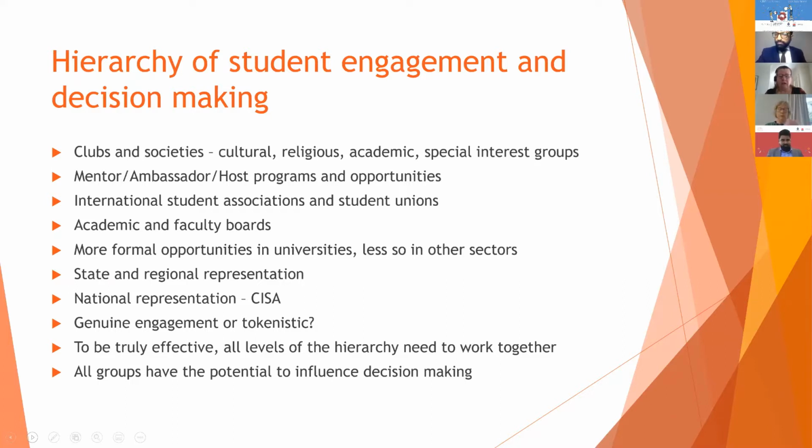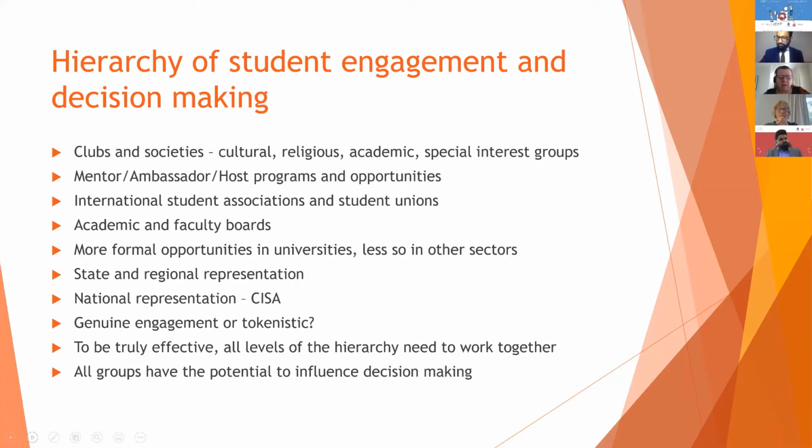You then have the state and regional representation. And then, of course, you have CISA, who's the peak body for international students studying in Australia. So you can see that there's various levels, and all of those levels actually need to be working together, because CISA, when they're called to a table to talk about some particular issue, they're really doing that on behalf of all international students in Australia. So they have to be mindful of what's actually happening at the club level, the issues that the students are experiencing at an institution level, at a state level, and so forth.